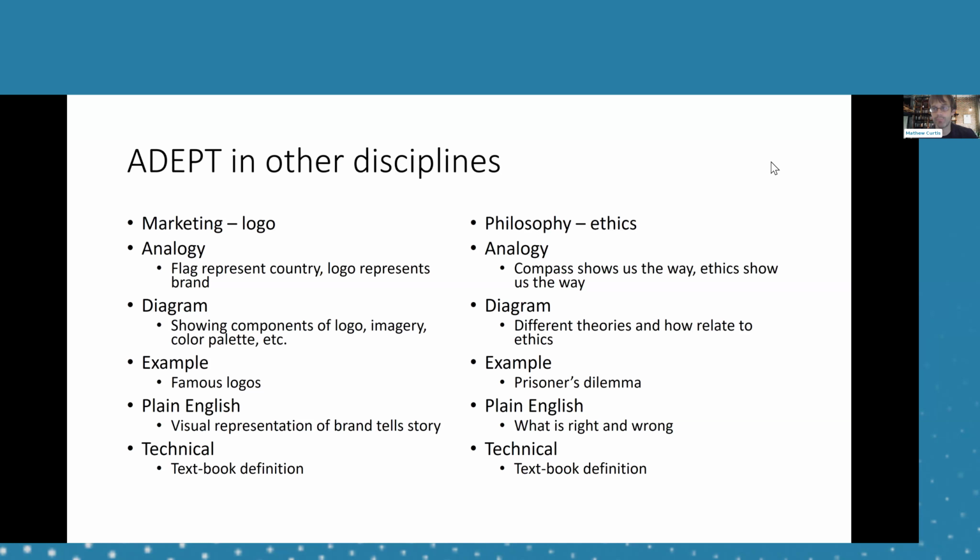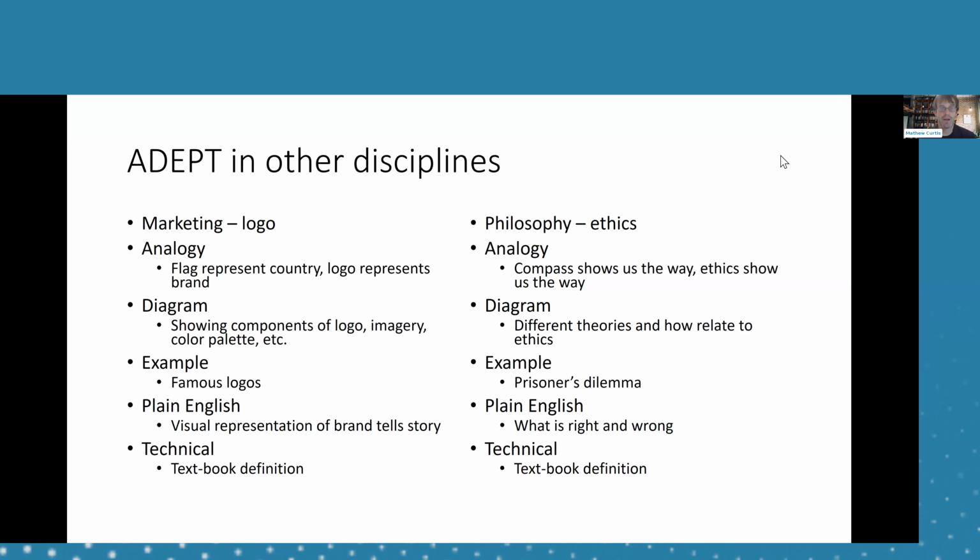Again, I tried to pick aspects from these disciplines that relate to multiple disciplines, such as logo and ethics. Ethics applies to hopefully most disciplines. But with marketing, the analogy for a logo is that the flag represents a country, and the logo represents a brand.